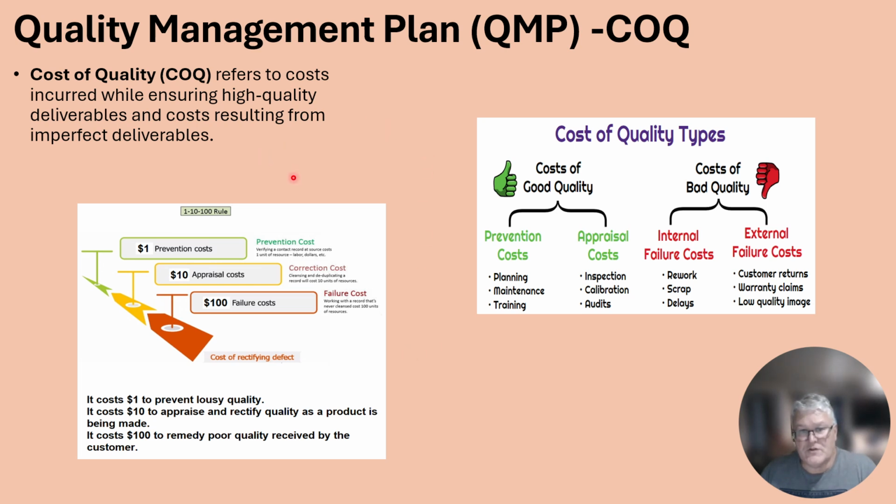Now, be sure that you know the term cost of quality refers to costs incurred while ensuring high quality deliverables and costs resulting from imperfect deliverables. And here's how this is broken up. Costs of good quality are the prevention costs and the appraisal costs. The cost of bad quality is your internal failure costs, which has to do with rework, scrap, and delays, and then failure costs outside of your organization. That means customer returns, being on the phone with them, dealing with warranty claims, and then dealing with the perception of you've just put out a product that had low quality to it.